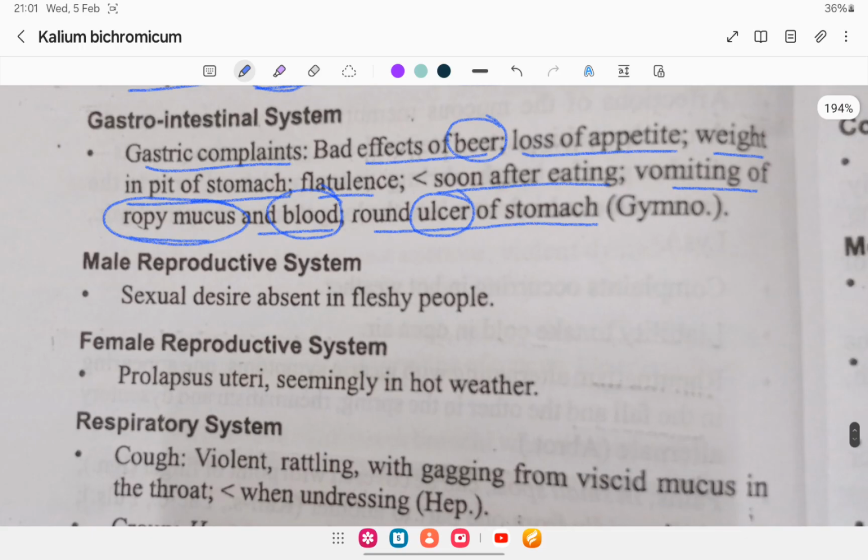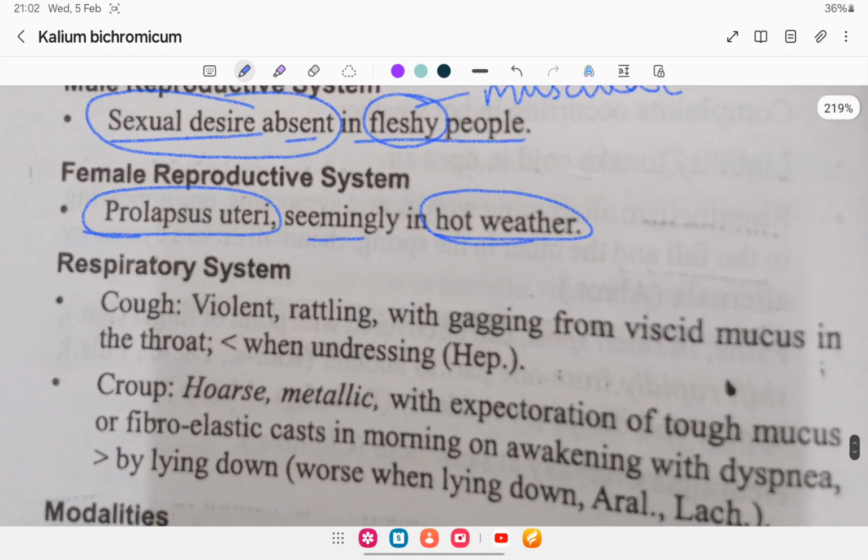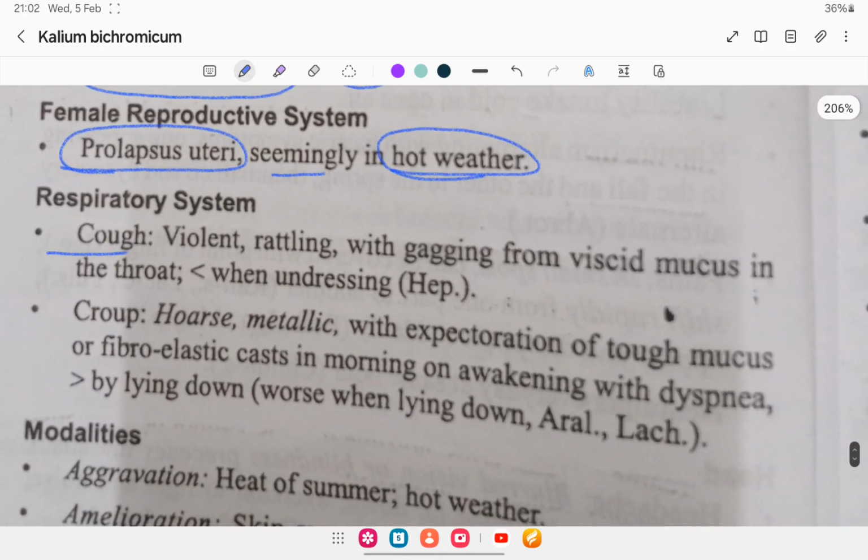About male reproductive system: sexual desire absent in fleshy people. Fleshy, muscular people have a lot of flesh and look very sturdy, but sexual desire is absent in fleshy people. Female reproductive system: prolapsus of uterus, especially in hot weather. Prolapse of uterus. About respiratory symptoms: cough, violent rattling with gagging from viscid mucus in the throat. Aggravation when undressing, as Hepar sulph.